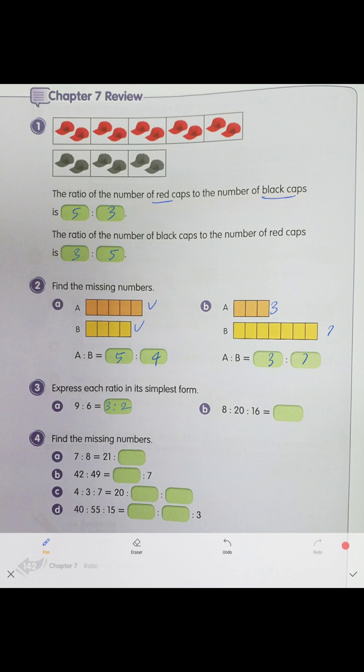8 to 20 to 16. How can we simplify this? We can divide each number by 4. It's going to be 2 to 5 to 4. Okay? Last one, find the missing number.